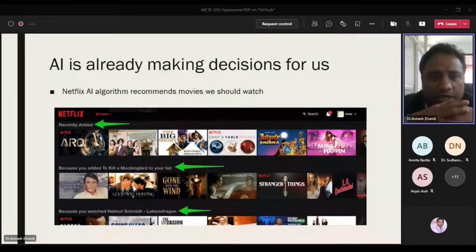One of my PhD scholars has done her PhD on recommender systems. As we are watching movies on Netflix and other platforms, there also we see that it automatically recognizes what kind of movies we are interested in, and then it starts recommending movies to us, right?